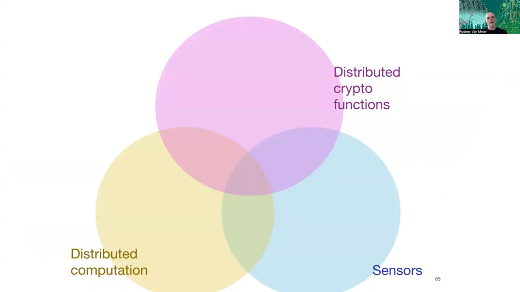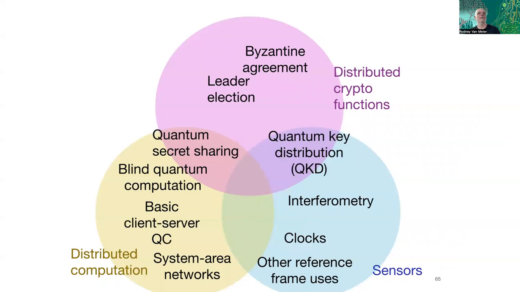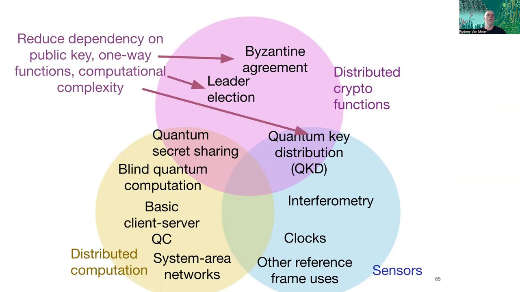I mentioned already that we can essentially divide applications of the quantum internet into three major areas: distributed cryptographic functions, distributed computation, and sensors. And these are some of the kinds of applications that might actually be developed for use on that quantum internet that we are ultimately building. And some of the ones there in the cryptographic bubble, for example, reduce our dependency on public key infrastructure and one-way functions and computational complexity as the basis for some of our security. So it has not just changing how big a computation we can do or how big a function we can execute, but also how those functions actually get executed.